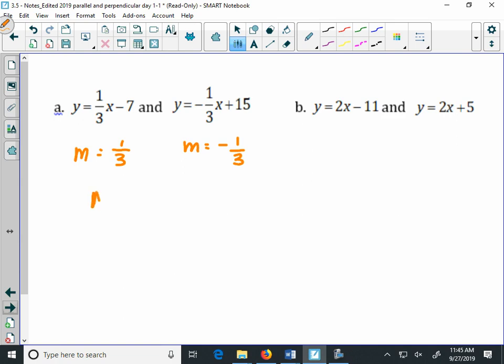And I like to abbreviate parallel with my symbol. Not parallel. If you want to write out the word, not parallel, you need to do that.